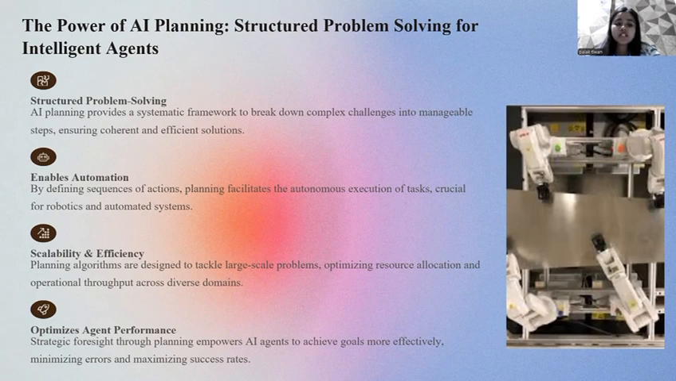It offers scalability and efficiency, handling large scale problems effectively. That is, planning algorithms are designed to tackle large scale problems, optimizing resource allocation and operational throughput across diverse domains. And most importantly, it optimizes agent performance, allowing AI systems to act more strategically and with fewer errors.